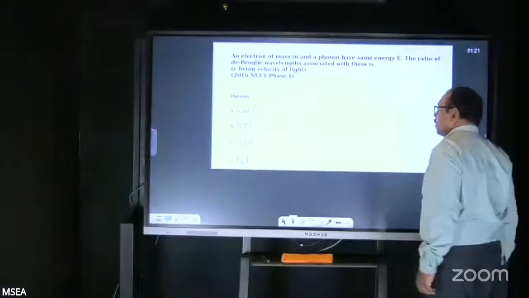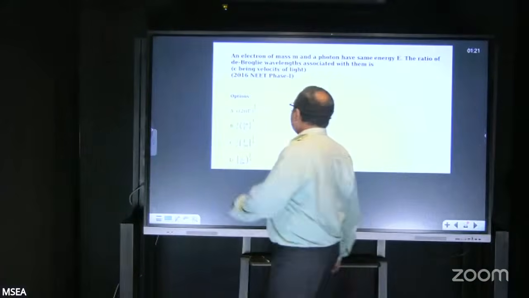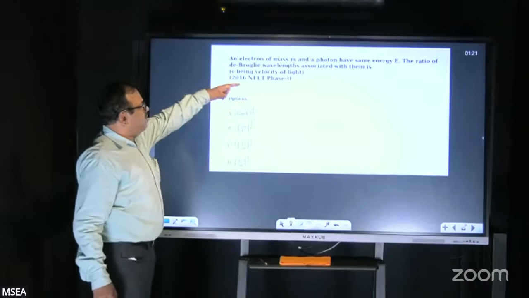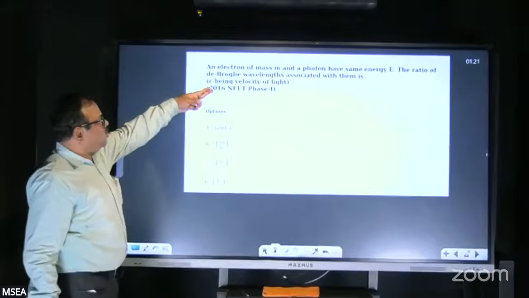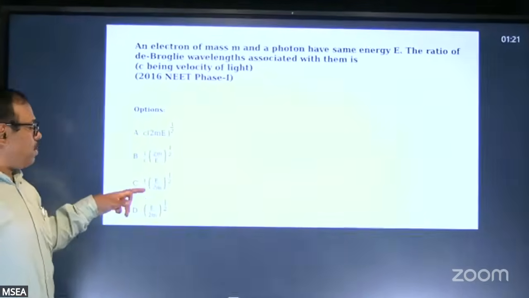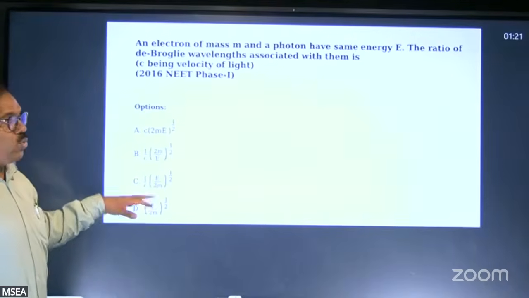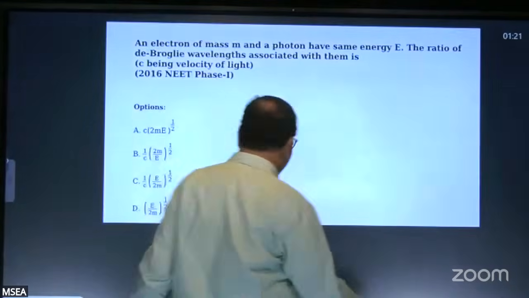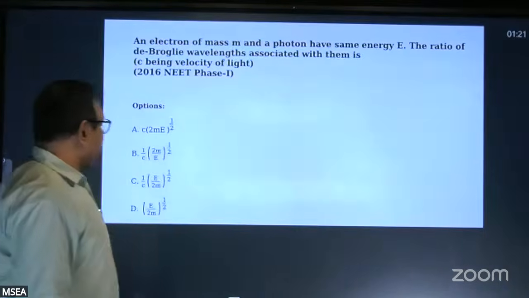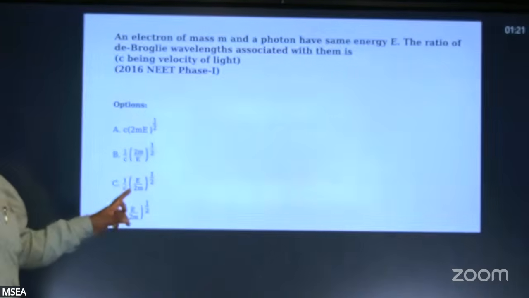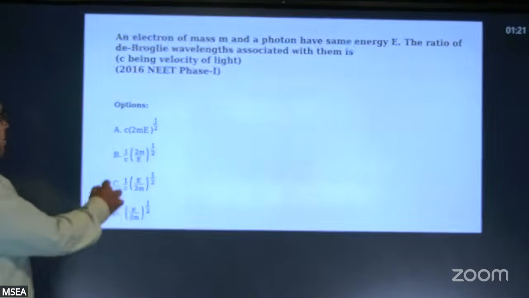Yes, even this is the last point. For an electron of mass m and a photon, the ratio of the de Broglie wavelengths associated with them, electron and photon, is what we get? 1 by c into root of E by 2m. Based on that only we can get. So you must remember lambda electron by lambda photon is equal to 1 by c into root of E by 2m. This is very, very important.